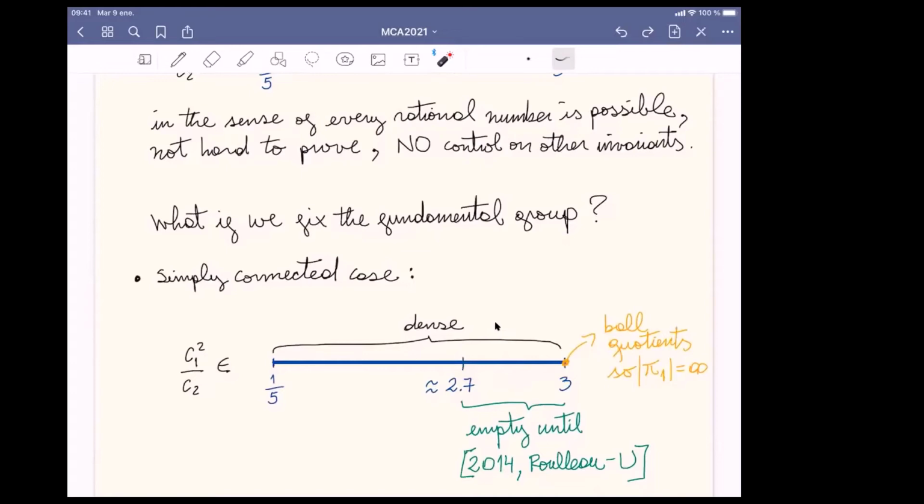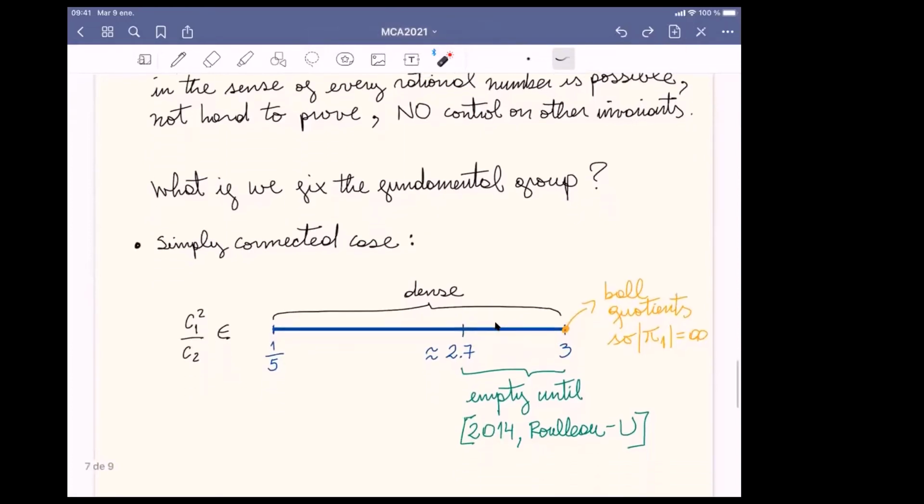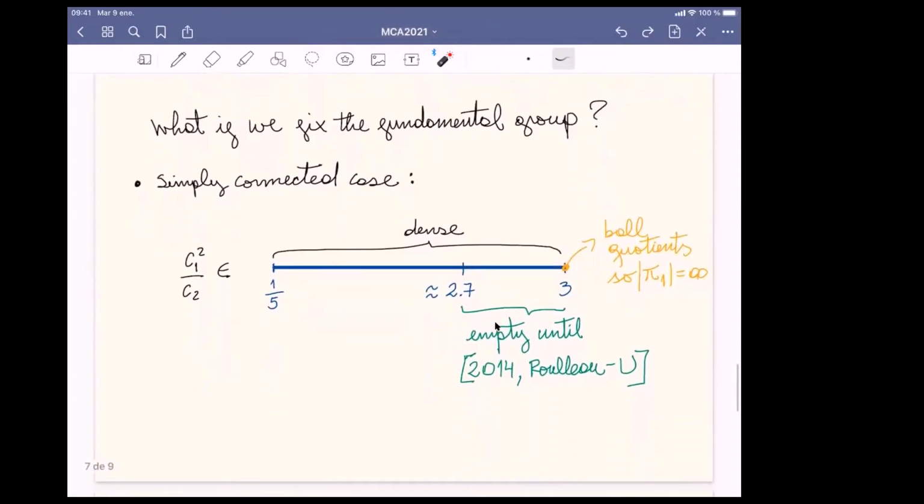Remember that over 3, these are ball quotients. So I'm saying now you take a point here, like 3, and you have a sequence of surfaces so that the slope goes to that point. Okay, I'm talking about really limit points.